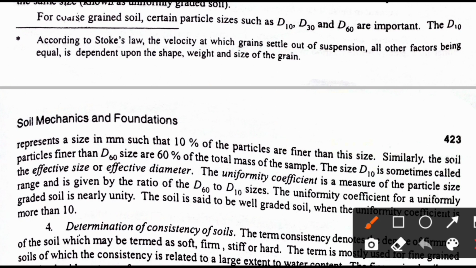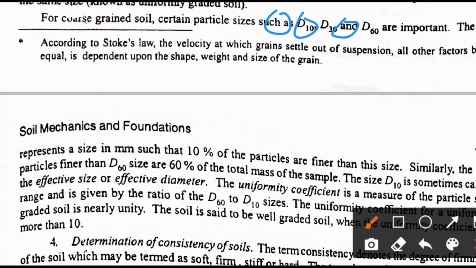For coarse-grained soil, certain particle sizes such as D10, D30 and D60 are important. The D10 represents a size in mm such that 10% of the particles are finer than its size. Similarly, the soil particles finer than D60 size are 60% of the total mass of the sample.